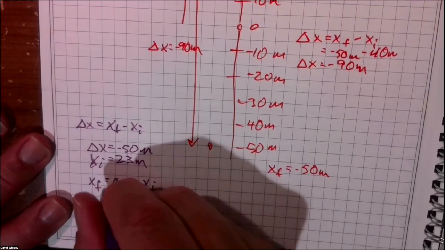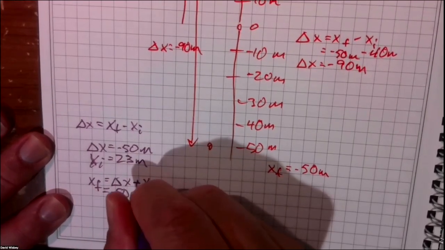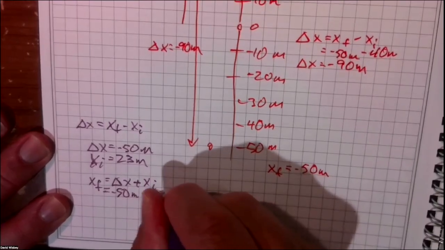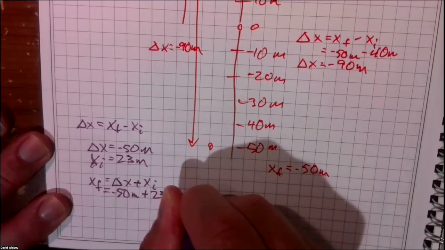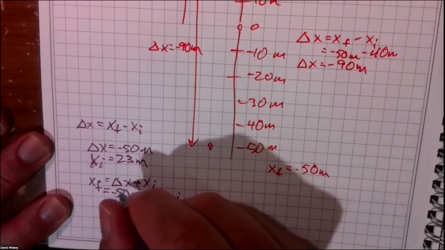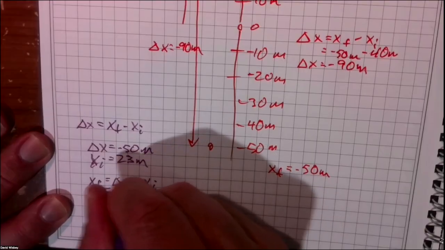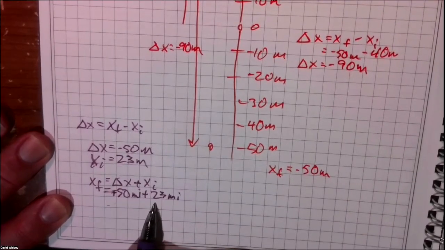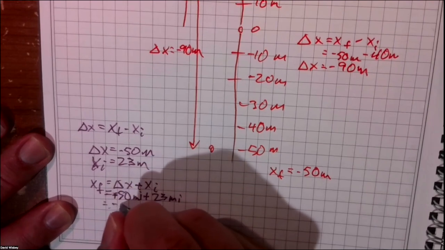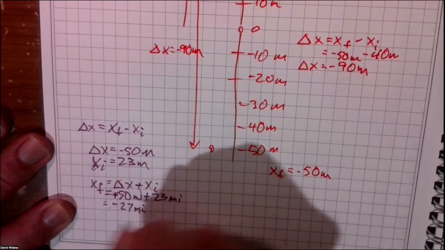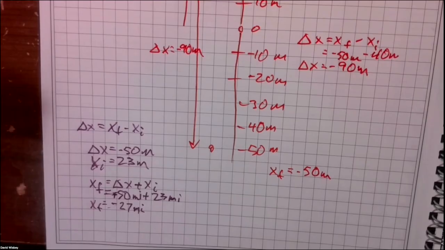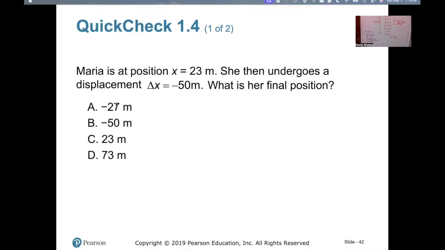Yeah, that works out. So it'll be minus 50 meters plus 23. That's not meters, that's miles. Okay, and that should be minus. So we have minus 50 plus 23. That is going to give us minus 27 miles. And so x of f equals minus 27 miles. Okay, let's go back and look at the answer. All right, so we think the answer is A. We got minus 27 miles, and indeed it is minus 27 miles.